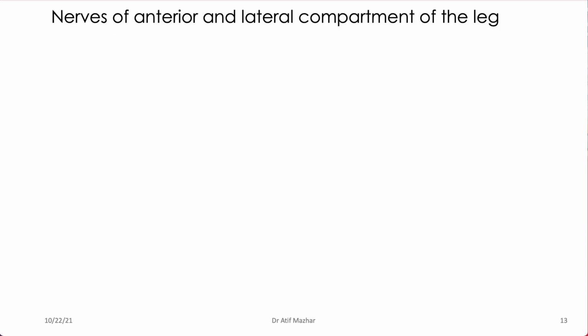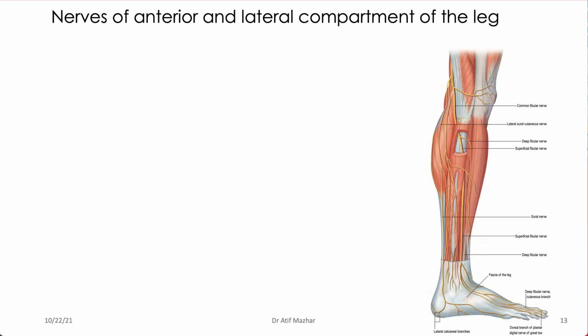Now let's look at the nerves of the anterior and the lateral compartment of the leg. Here you are looking at my common fibular nerve. When it comes down, here it divides into the superficial branch and its deeper branch. The deeper branch, we learned, supplies the muscles present in the anterior compartment of the leg: tibialis anterior, extensor hallucis longus, and extensor digitorum. Its superficial branch, the superficial fibular nerve, controls my fibularis longus and brevis muscles.